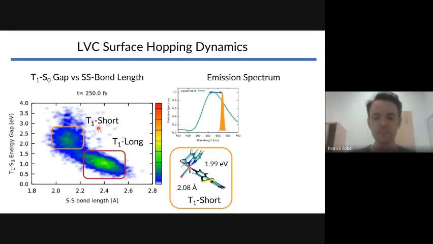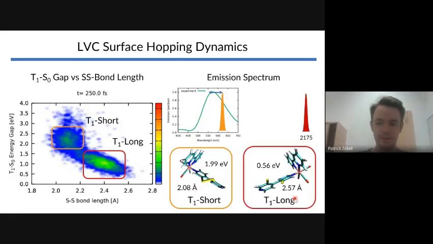triplet state, and this is also a minimum, and this has an emission energy which is very close to the experiment. And again, the other one was also very far off. So what we think now is that the emission that the complex shows is mainly due to some parts of the population that stay at these short sulfur-sulfur distances.